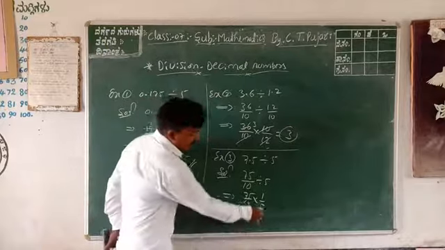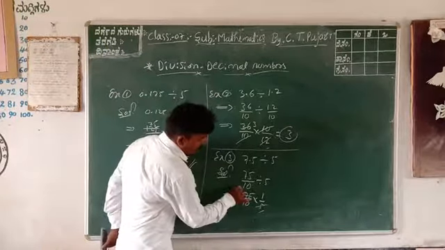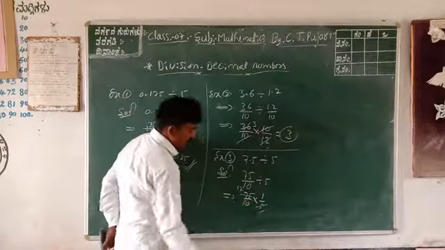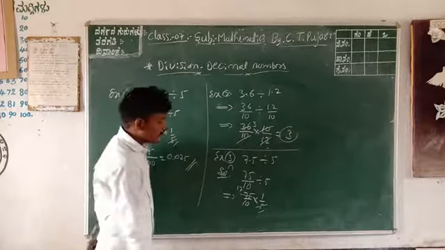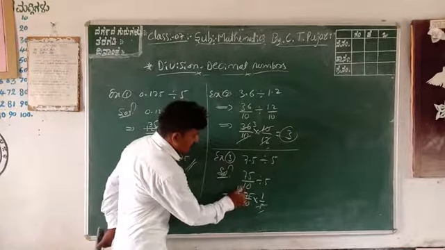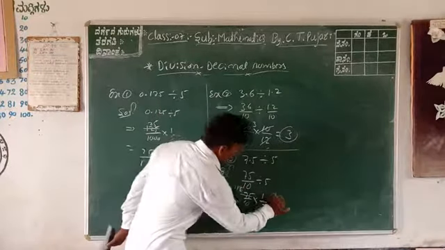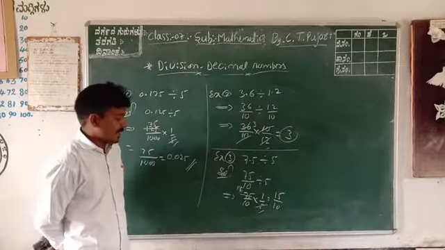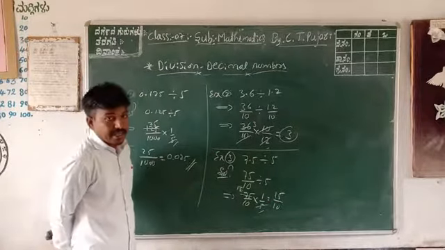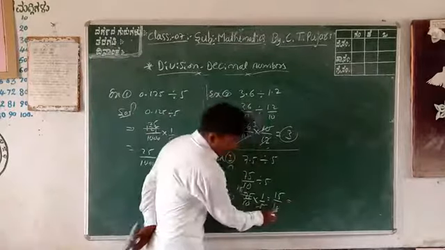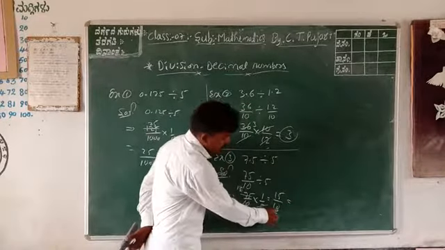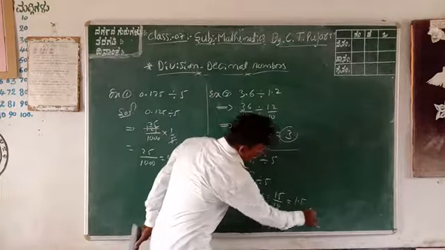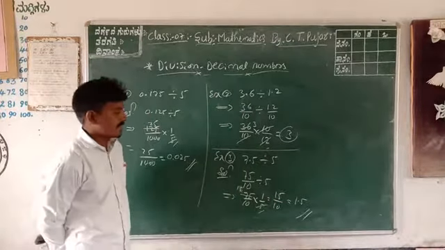Next, cancellation. 5 ones are 5, 5 fives are 25. Therefore 15 by 10 is the answer. You can write 15 by 10 as a decimal. The denominator is 10, so there is one digit after the point. The answer is 1.5.